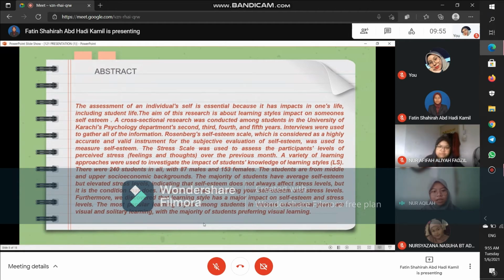A cross-sectional research was conducted among students in the University of Karachi's Psychology Department, 2nd, 3rd, 4th, and 5th years. Interviews were used to gather all of the information. The Rosenberg self-esteem scale, which is considered a highly accurate and valid instrument for the subjective evaluation of self-esteem, was used to measure self-esteem. The stress scale was used to assess the participants' level of perceived stress, feeling, and thought over the previous months. A variety of learning approaches were used to investigate the impact of students' knowledge of learning style, which we call LS.